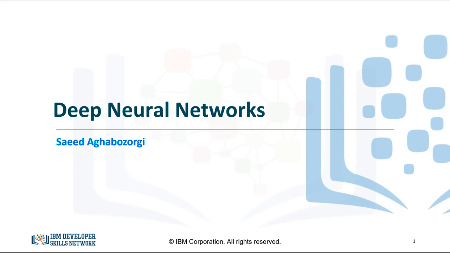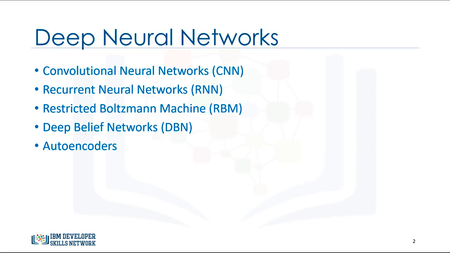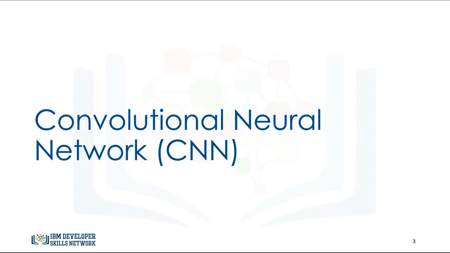Hello and welcome! In this video, we will provide an overview of several deep neural network models and their applications. To better understand deep learning, let's first take a look at different deep neural networks and their applications, namely convolutional neural networks, or CNNs, recurrent neural networks, or RNNs, restricted Boltzmann machines, or RBMs, deep belief networks, or DBNs, and finally, autoencoders.